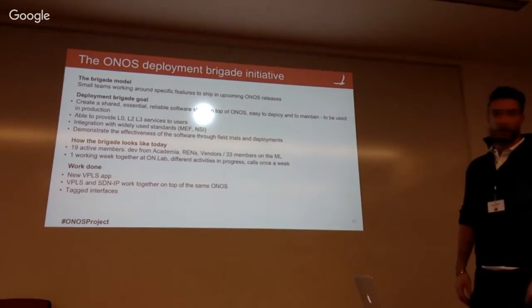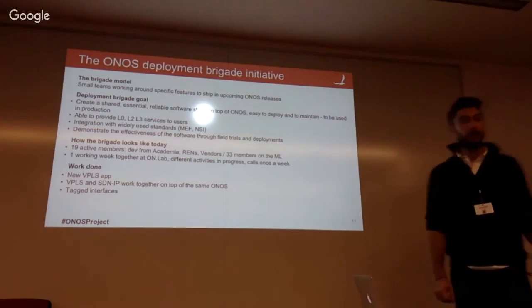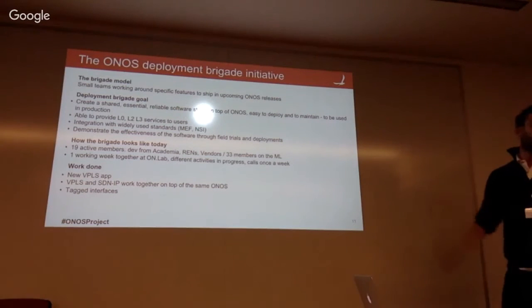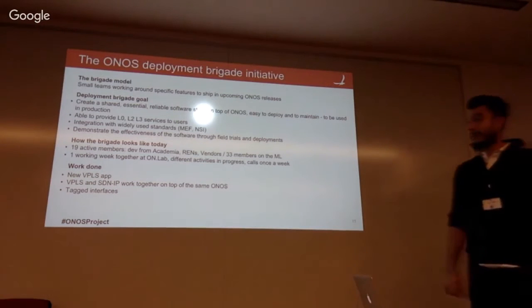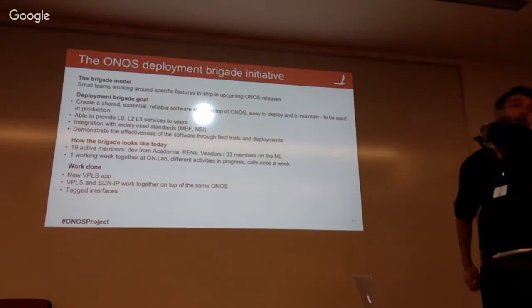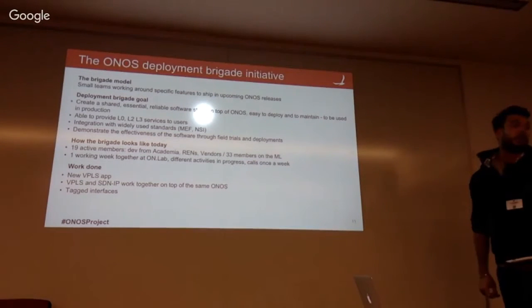The brigade today counts 19 active members, all developers from academia, research networks, and vendors. We have 33 members on the mailing list. Of course, all of you are very welcome to join us. Work has been done: the new VPLS application, plus having VPLS and SDN-IP work for the first time together on top of the same ONOS instance.